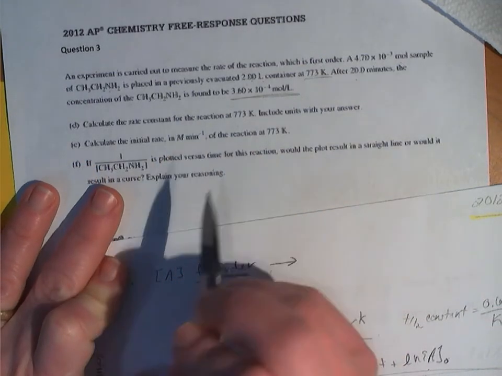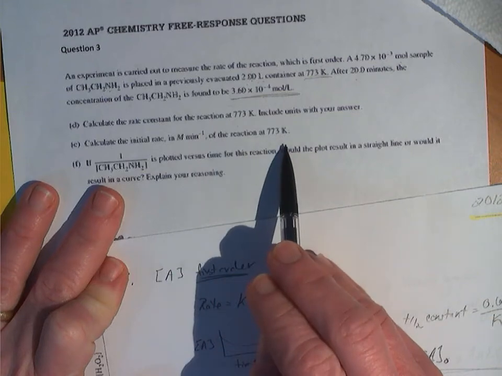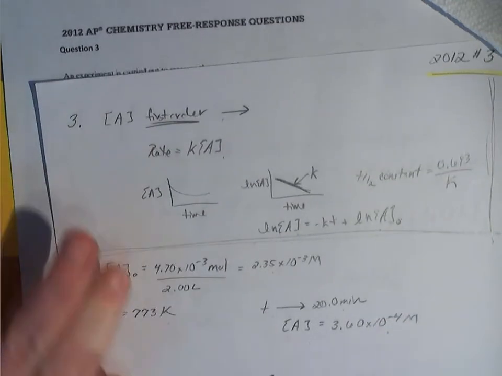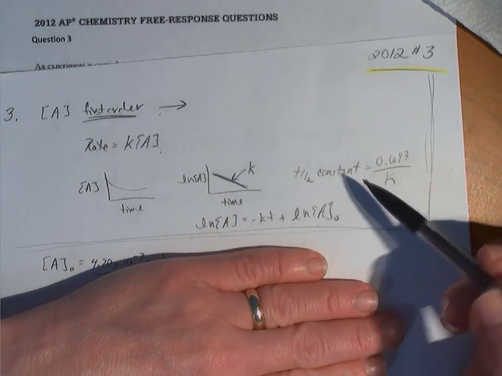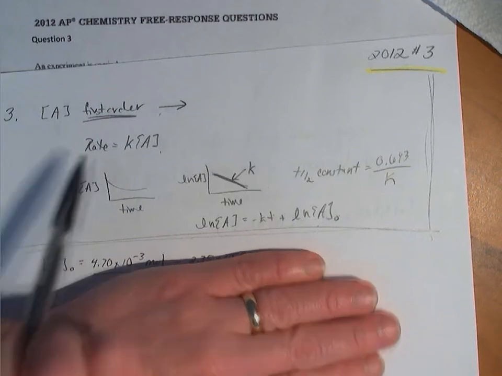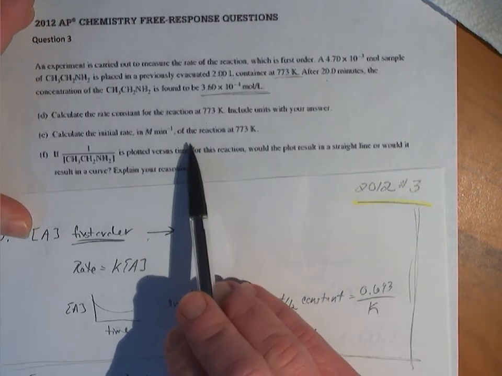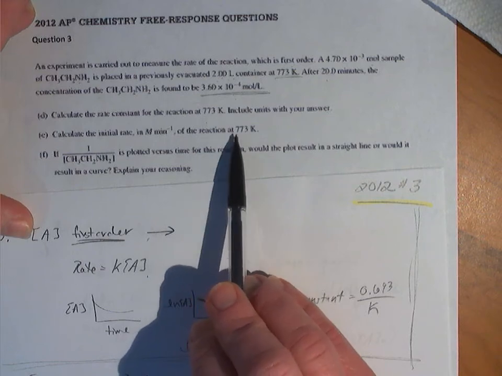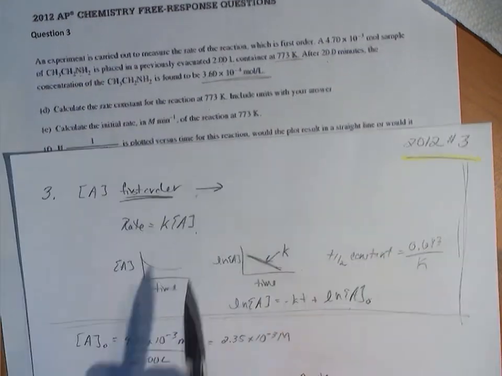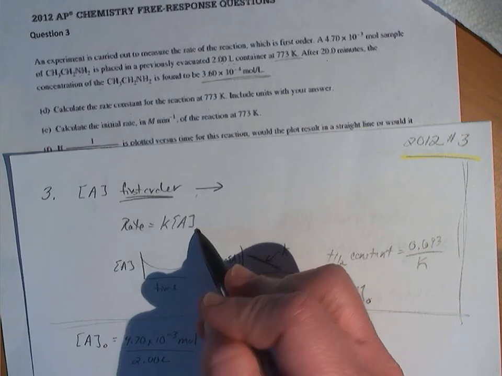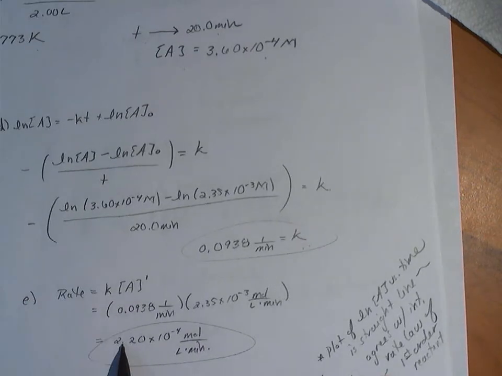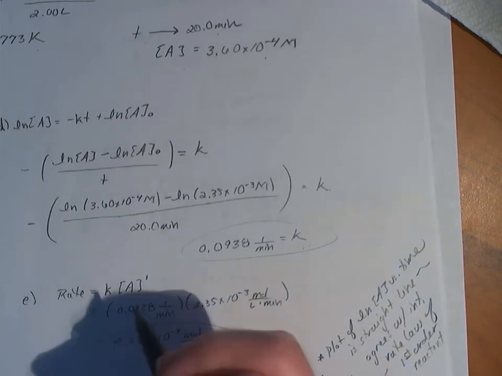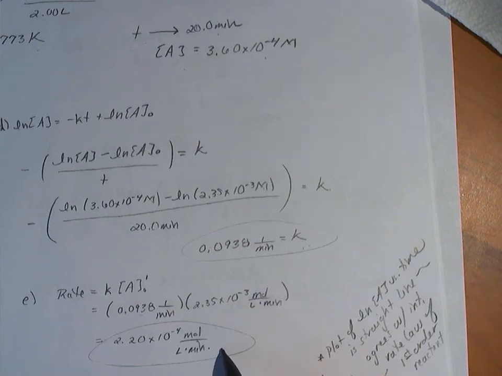So that will be mole per liter minute of the reaction. Calculate the initial rate. Well, that's kind of this, yeah? The initial rate of the reaction at 773, the initial. Well, yeah, I have the initial concentration, and they just asked me for K. So we must just have to plug in our K, know that this means the initial, and there we go. And that's our answer.